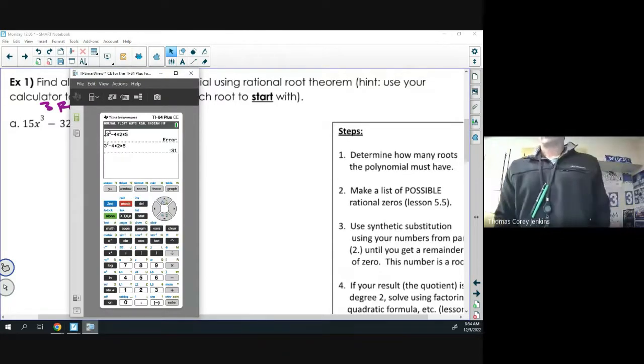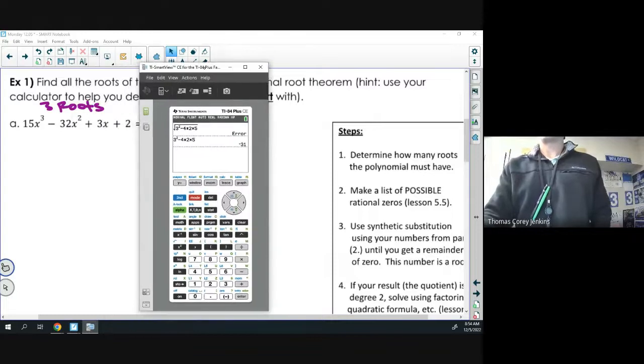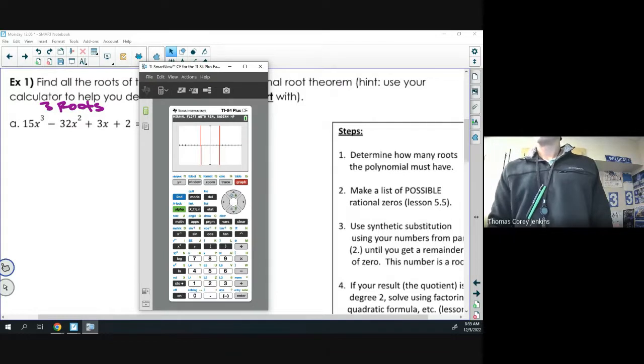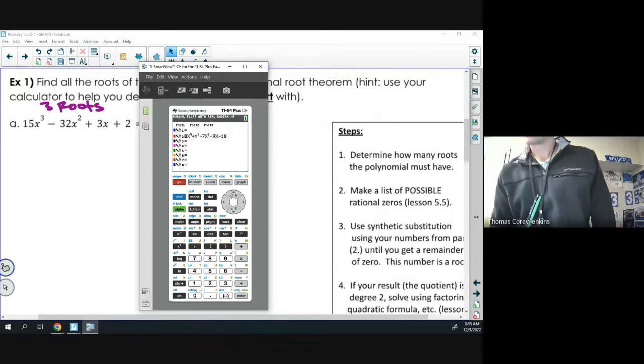Which would be, go ahead and type it in. Go ahead and type it in and see what kind of x-intercepts we see. So 15x to the 3 minus 32x to the 2 plus 3x plus 2. That doesn't look right. I think I typed something in wrong. Oh, I typed that in on my home screen. Let's go to y equals and type it in where we type in a function. Sorry about that.